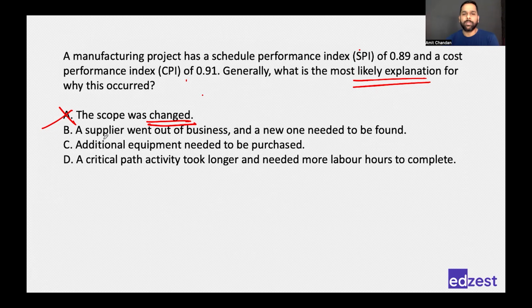Right? A supplier went out of business and a new one needed to be found. See, if a supplier goes out of business, I will have to find a new supplier, which means I'll spend some time. My SPI will get impacted.